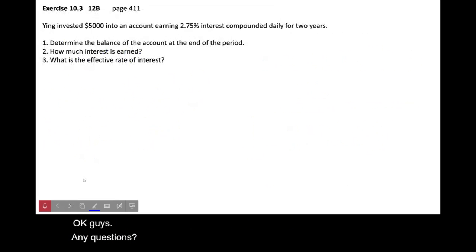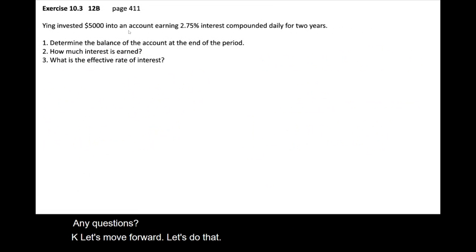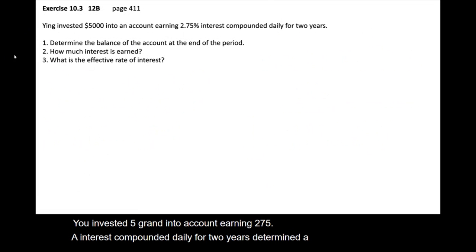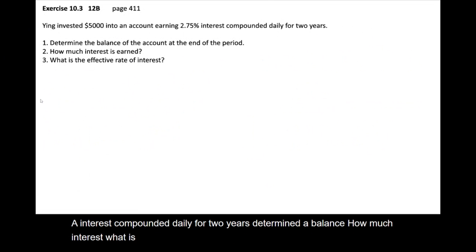Okay, let's move forward. Let's do that. Ying invested 5 grand into account earning 2.75%, interest compounded daily for 2 years. Determine the balance. How much interest? What is effective rate of interest?